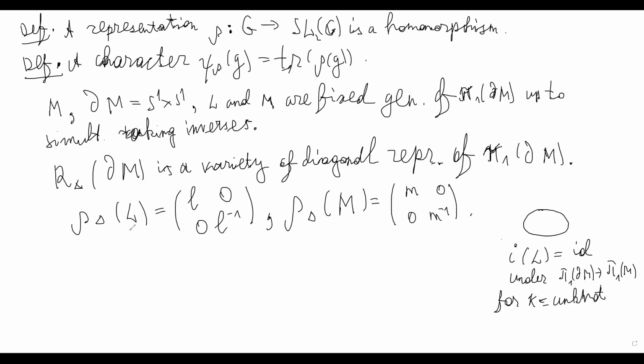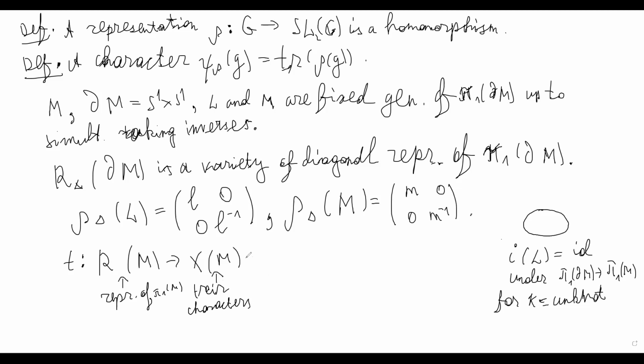Okay, so we have a mapping T from R of M to X of M. It is the representations of pi_1 of M, and here we have their characters, and it is like taking the trace.